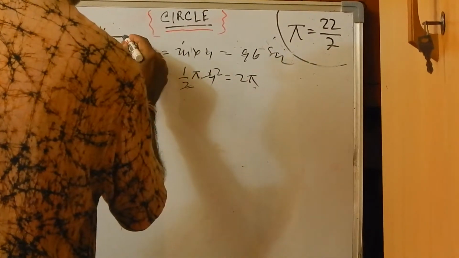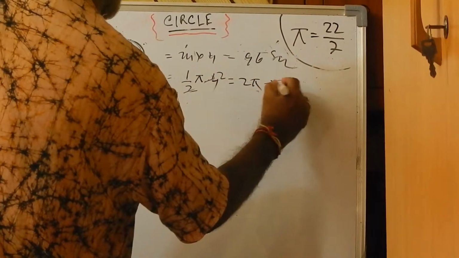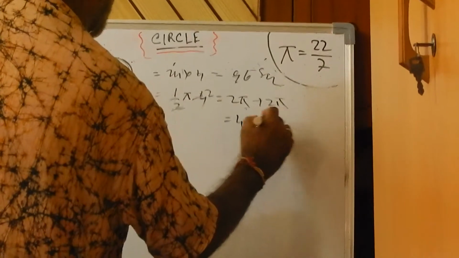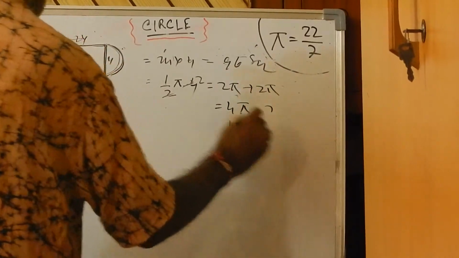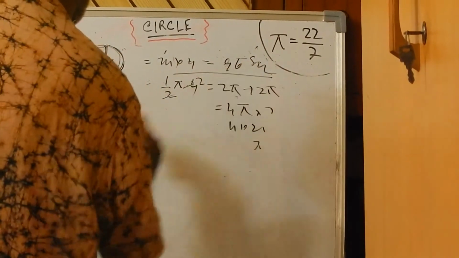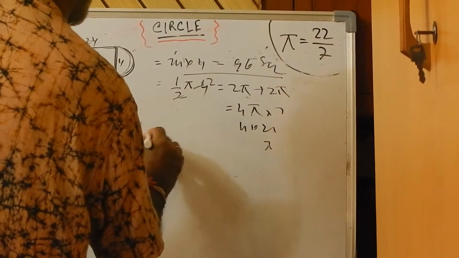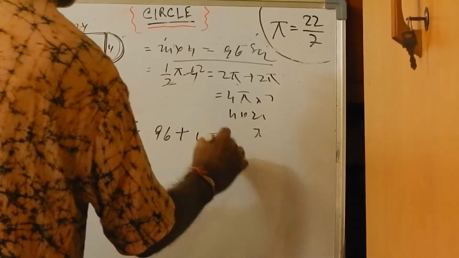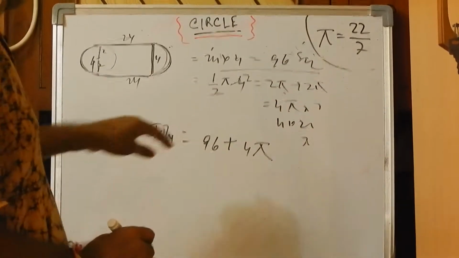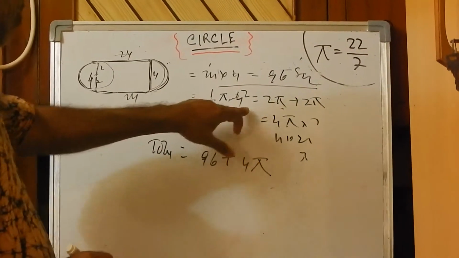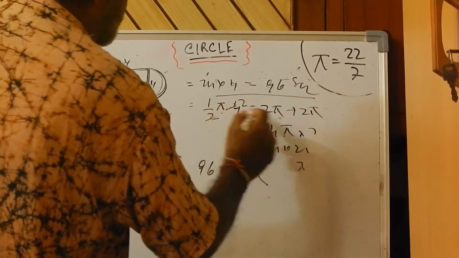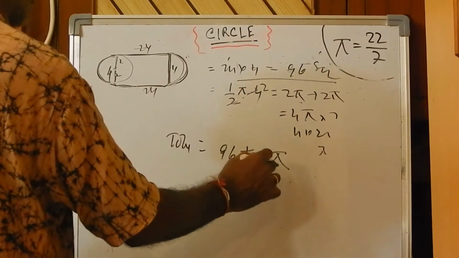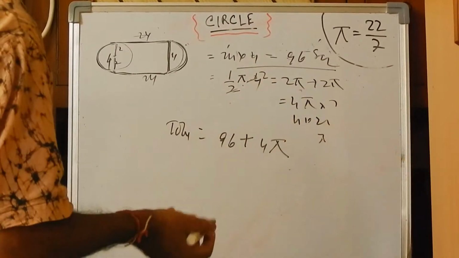Here is also a portion, plus 2 pi. So that is 4 pi. You can put it as 4 into 22 by 7, etc. The total area is 96 plus 4 pi, 2 pi plus 2 pi, 4 pi. So 96 plus 4 pi, whatever is the value.